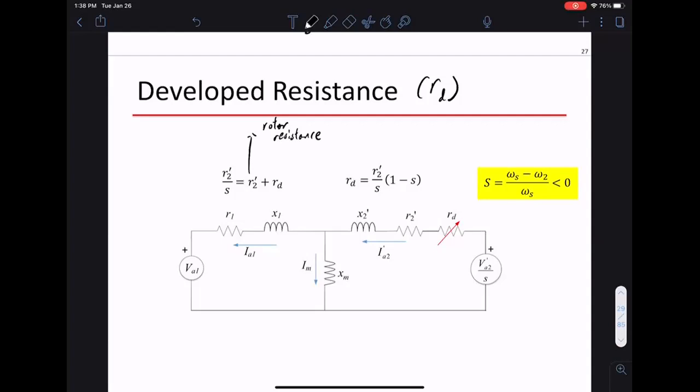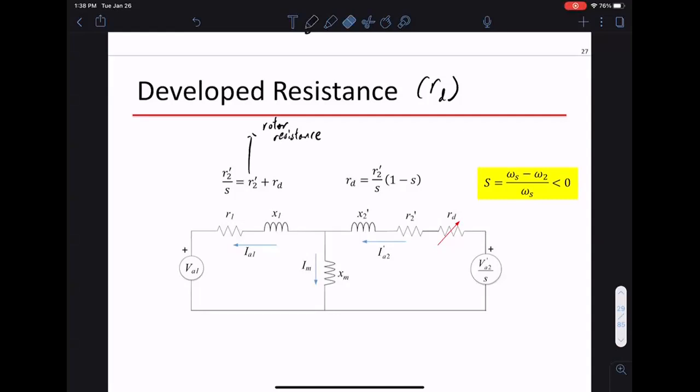That makes sense because for an open circuit, there's no current flowing from the rotor. There's no current flow, so you have 0 power being generated essentially. So S being 0 means the developed resistance is infinity, which means my circuit is open and nothing's happening. That's a sanity check we do, and at least that makes sense.